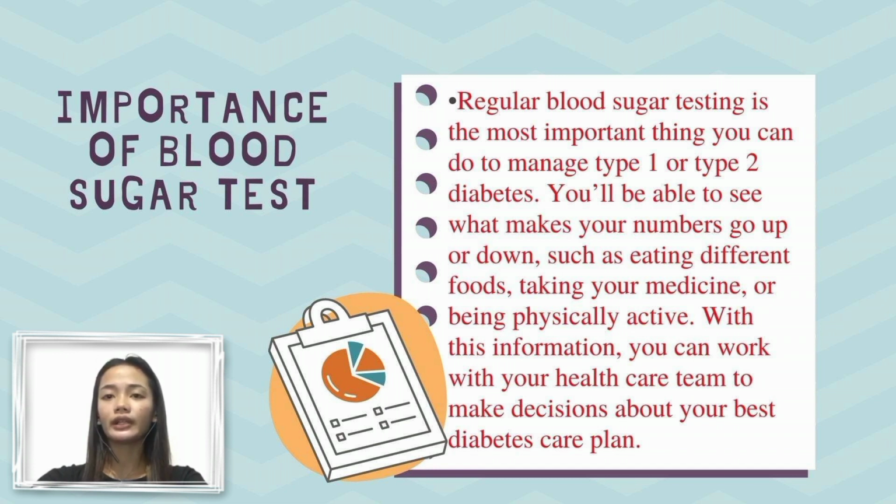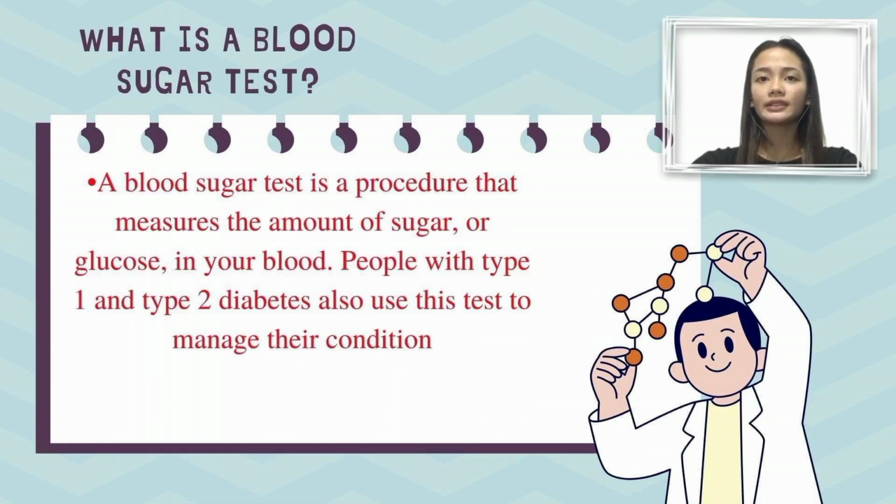What is a blood sugar test? A blood sugar test is a procedure that measures the amount of sugar or glucose in your blood. People with type 1 and type 2 diabetes also use this test to manage their condition. Type 1 diabetes occurs when the cells in the body responsible for producing insulin are destroyed. Type 2 diabetes occurs when your body becomes resistant to insulin and no longer uses it effectively. Both types can result in high blood sugar if they are not managed well.